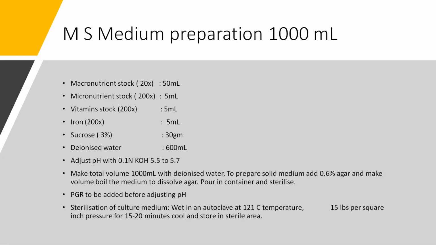You are making a concentrated stock. So suppose I make, okay, now if I say 1 liter, I need 1 ppm of PGR. My working solution is 10 milligram per ml. That means 1 ml contains 1 milligram. So how much will you add? How much ml of PGR will you add in the culture medium?